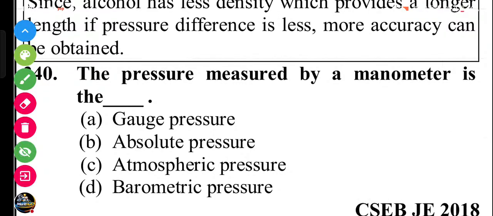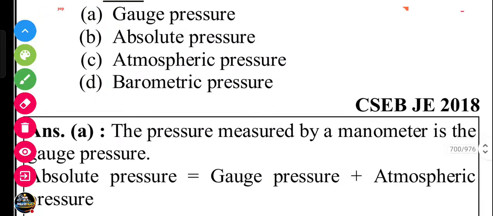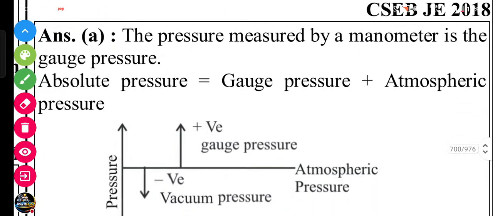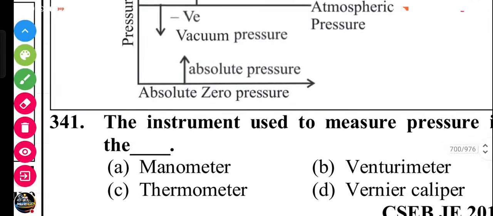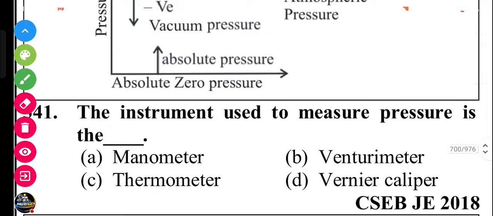Next question: the pressure measured by the manometer is gauge pressure. Absolute pressure equals gauge pressure plus atmospheric pressure. The instrument used to measure the pressure is the manometer. Venturimeter, manometer, the answer is manometer.